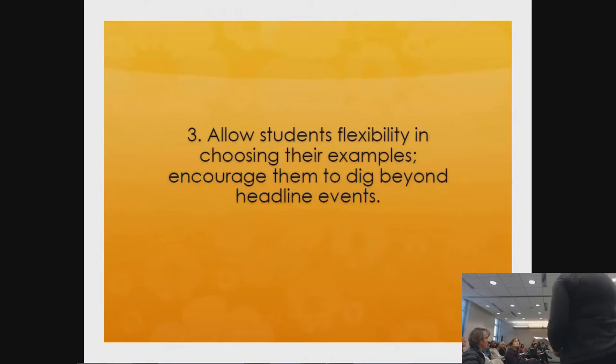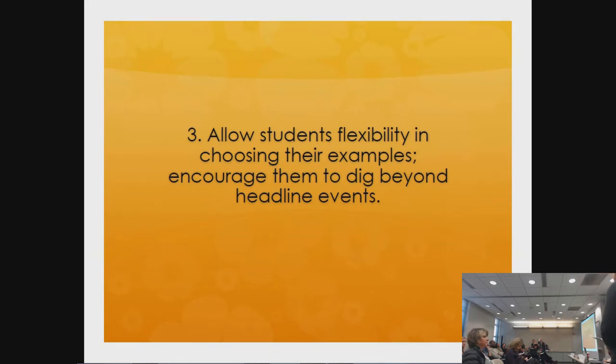Allow students the flexibility to choose their own examples and also to choose their own sources. I come from a very conventional news source appetite where I'm looking at the New York Times and the Washington Post and all the mainstream media. My students, some of them are doing that and some of them aren't. I think what's really helpful is to not force them to look at specific sources, but to encourage them to keep up with things that are relevant to them. So both the sources as well as the topics are very flexible.